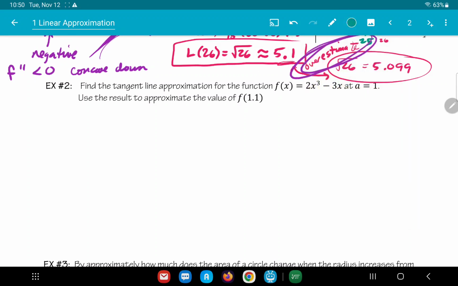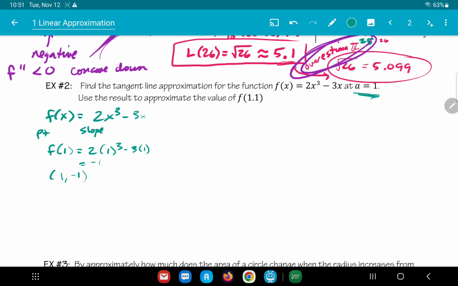Okay, so let's start off with the function itself. F of x is 2x cubed minus 3x. And so we need to find the actual point. Remember, what we want is a point and a slope. So the point itself is, if you plug in 1, we get 2 times 1 cubed minus 3 times 1, or that's going to give us 2 minus 3, or negative 1. So we get the point 1, negative 1.